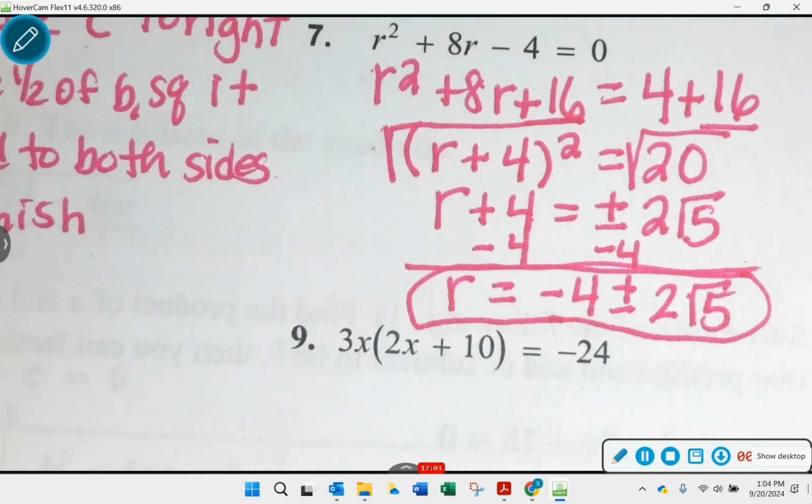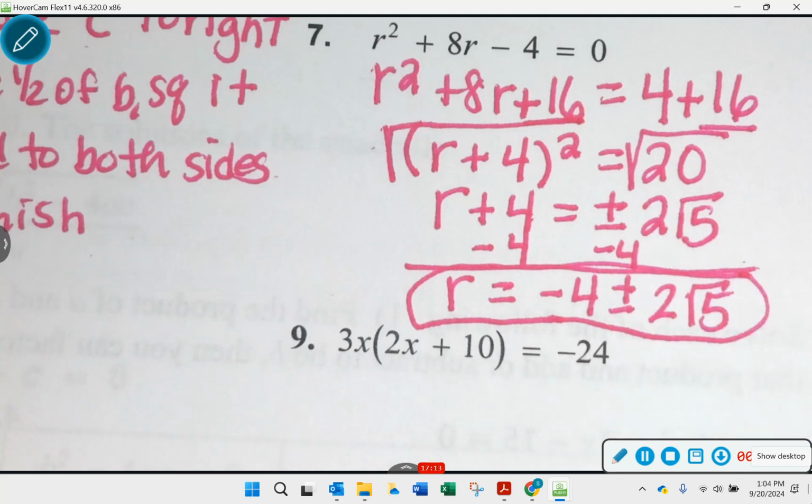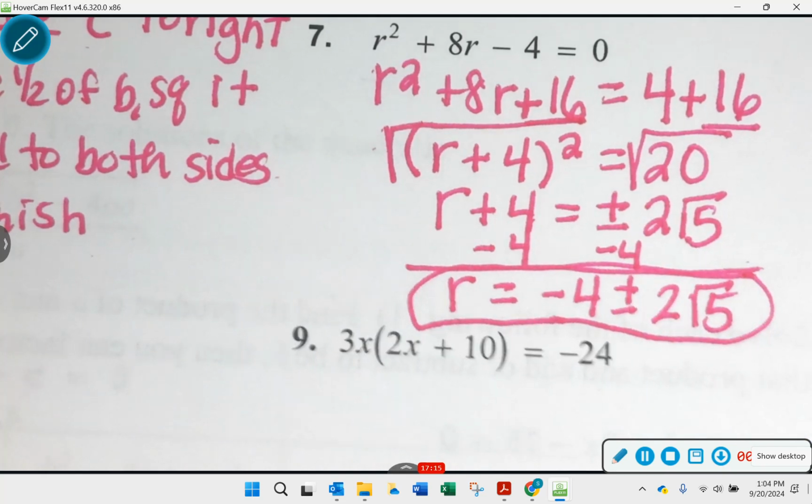Did anybody get it right? Good. What questions do you have, guys? Did you know how to simplify radical 20 okay? 4 times 5, 2 radical 5? All right, good work.